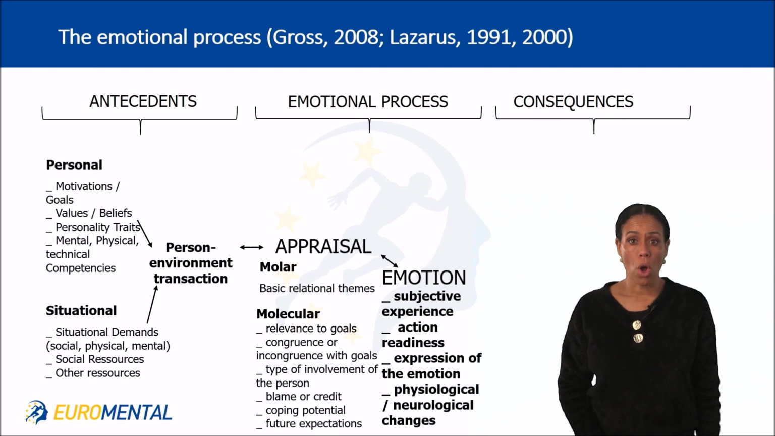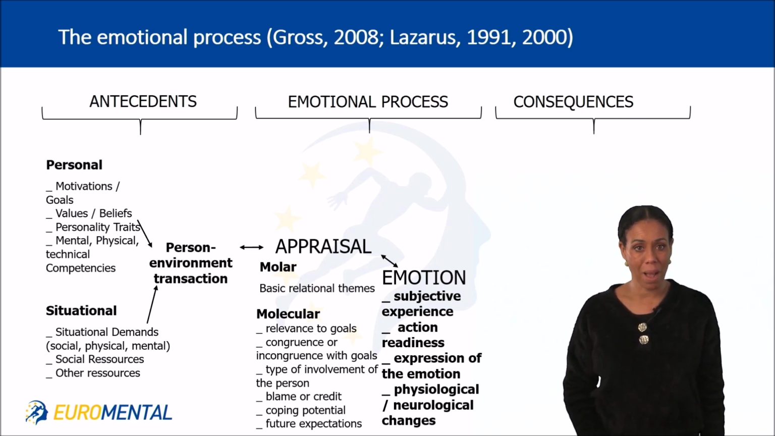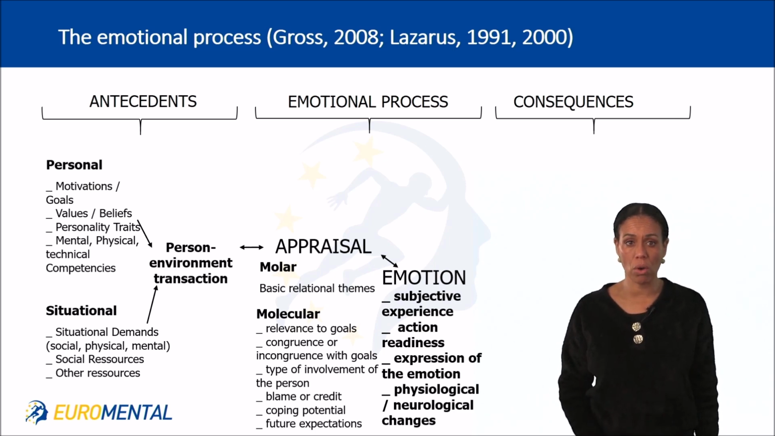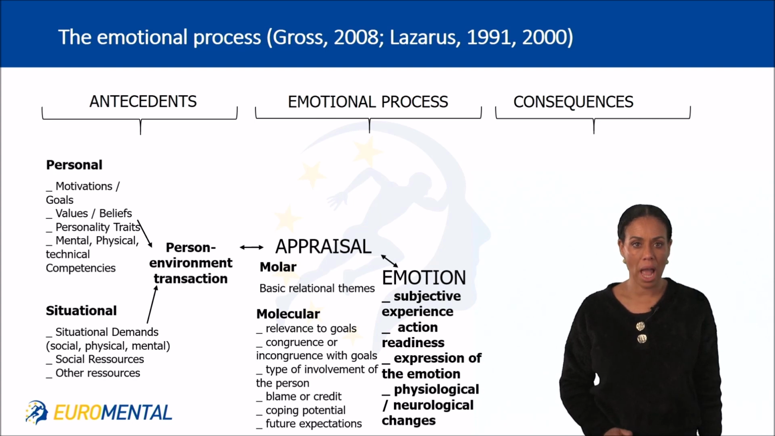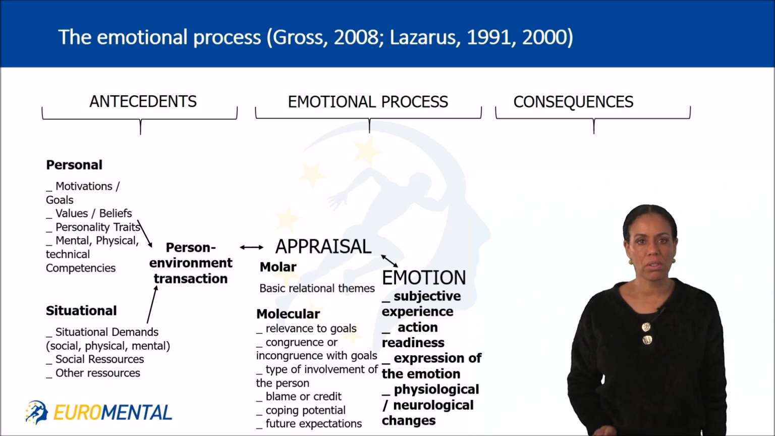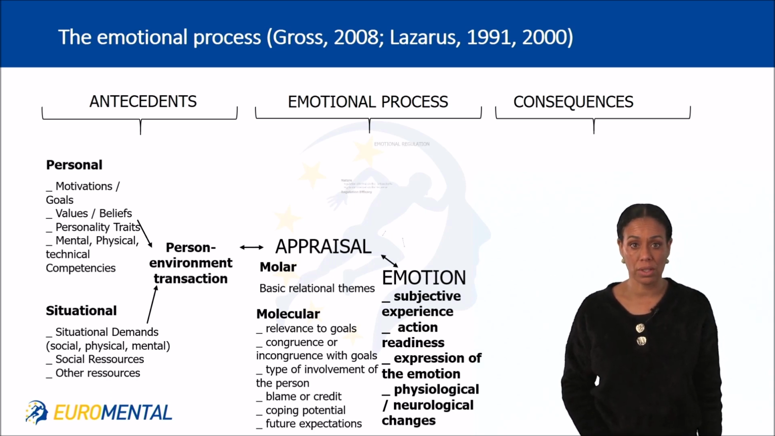Lazarus talked about the relational theory of emotion because emotion arises from a transaction between an individual and a situation. The individual is characterized by personal factors such as motivation or goals, values and beliefs, personality traits, and mental, physical, and technological competencies within the sport context. The situation is characterized by social, physical, and mental demands and resources. It is the interaction between the individual and the situation that triggers the experience of emotion through appraisal processes.